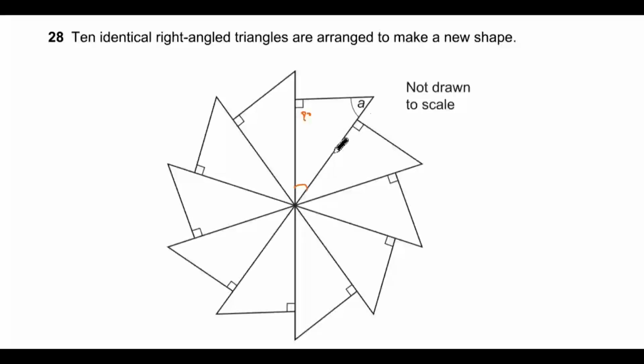So that is, they add up to 90 degrees. So I can put X here. So I can say A plus X should be equal to 90 degrees. They are complementary angles. So how do we get the value of X?